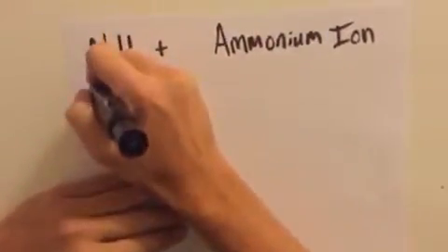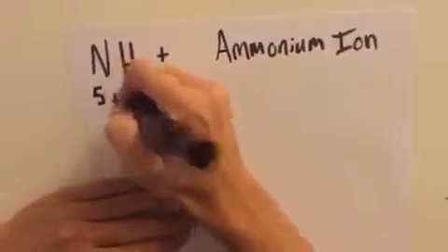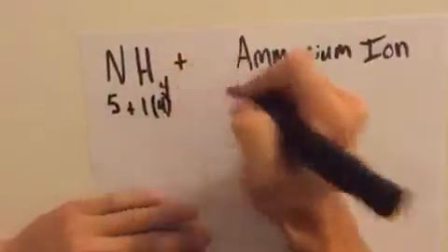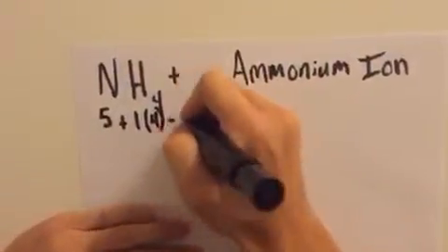Nitrogen has 5. Hydrogen has only 1. But there's 4 hydrogens, so multiply that by 4. And then we have a positive charge here, so we're going to take away an electron.